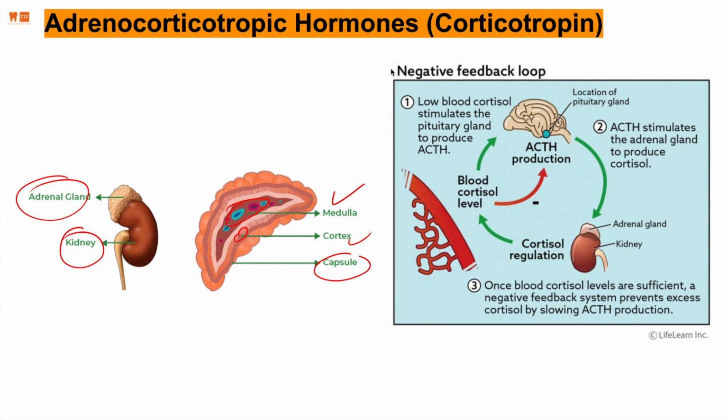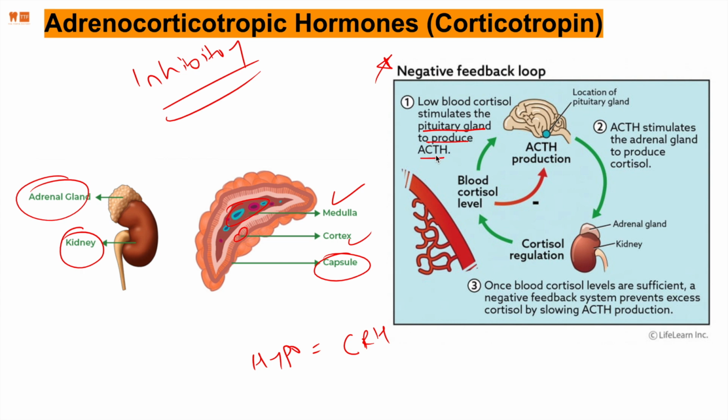Okay, what is a negative feedback loop? We keep talking about positive feedback, but what is a negative feedback? In other words, it's inhibitory. So, number one, low blood cortisol stimulates the pituitary gland to produce ACTH. Great. Essentially, what I would like to add here is cortisol actually goes to the hypothalamus and tells them, can you produce more CRH, please? And when CRH is produced, that's when the pituitary gland will end up producing ACTH.